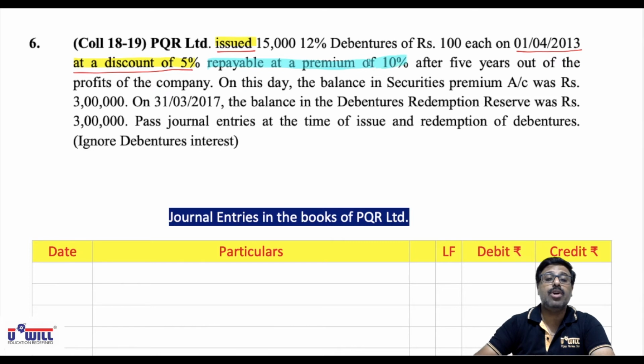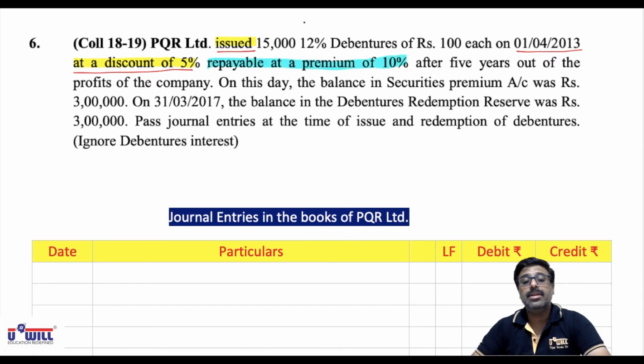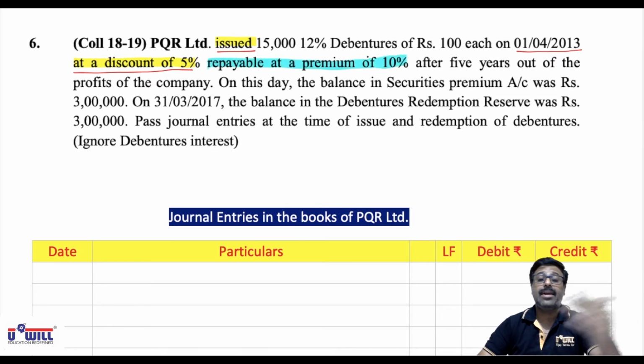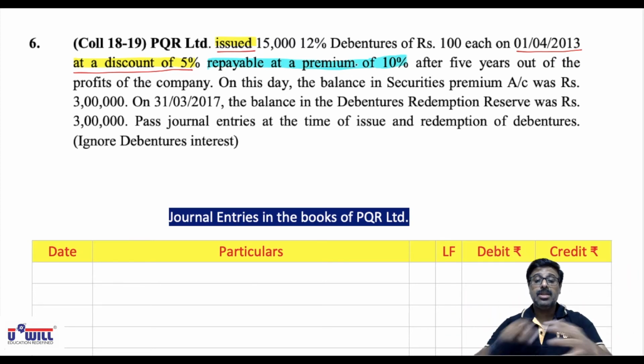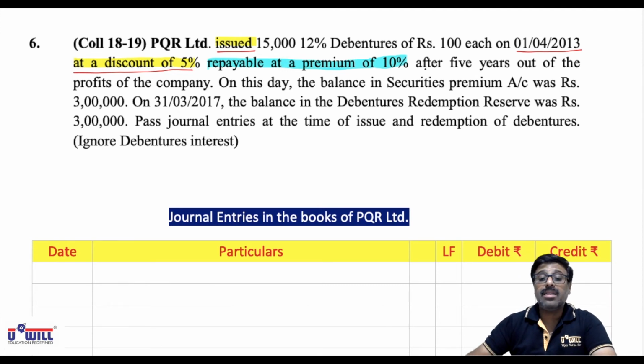So these entries we already studied in the very first lecture. Issued at discount, bank account debit, discount account debit to debentures account; repayable at premium, loss on issue of debentures account debit to premium on redemption account, and we'll combine the two entries. So bank account debit, discount on debentures account debit, loss on issue of debentures account debit to debentures account to premium on redemption. After 5 years, now how do they have to be redeemed?